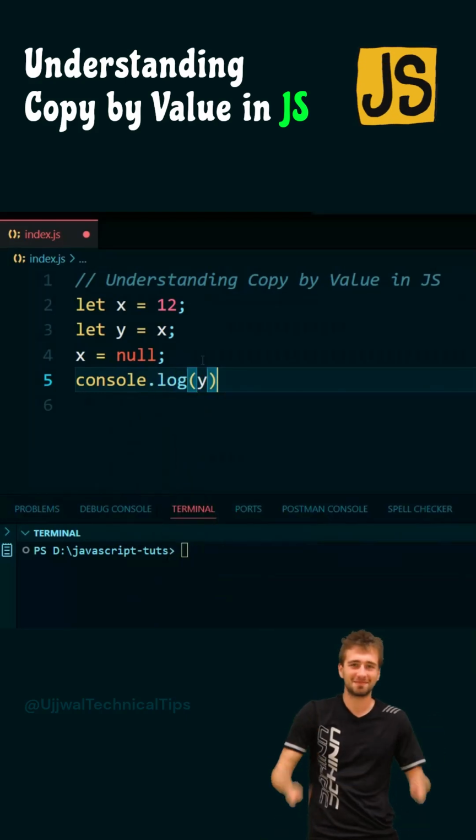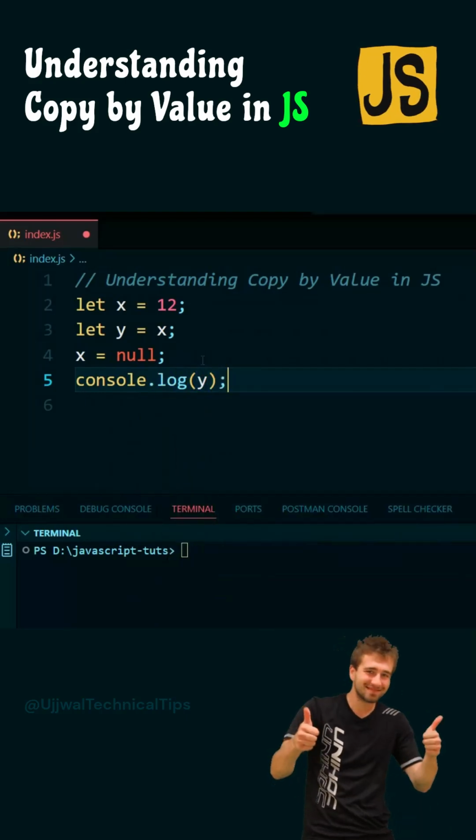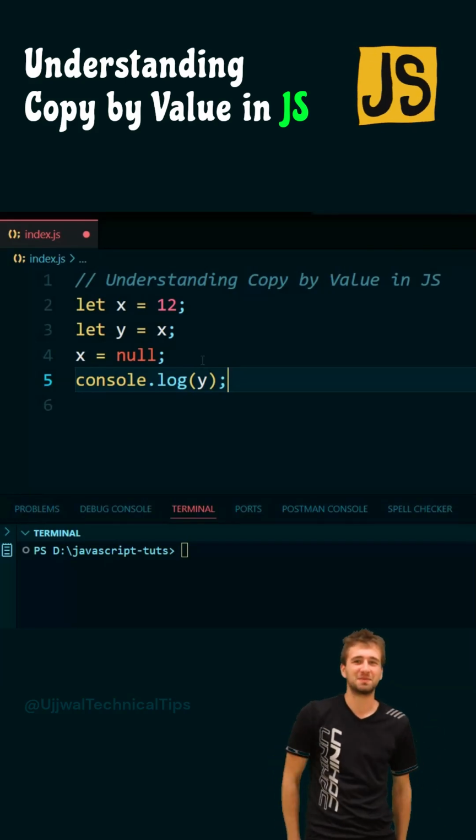console.log(y). This will print the value of y. Since y was assigned 12 earlier and has not changed, the output will be 12.